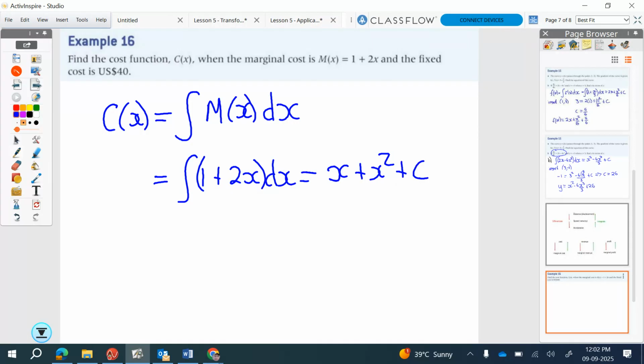So the fixed cost is the only thing that doesn't vary. What would that be in this question? The plus c, the 40. And what did you say? $40. So the cost function is going to be x plus x squared plus 40. Fixed costs often represent maybe the hire of the location or the cost of buying the equipment, depending on what the actual situation is.